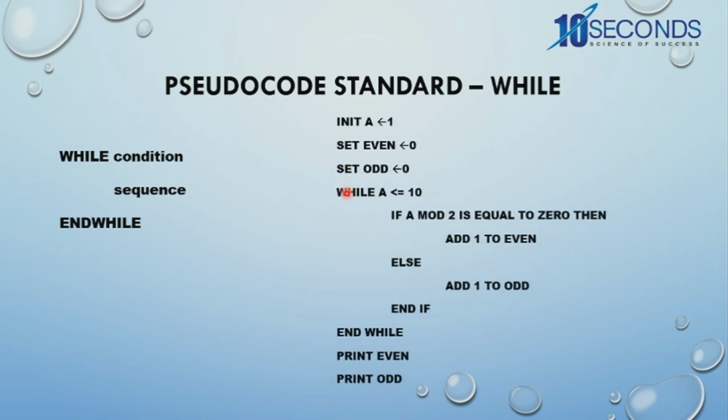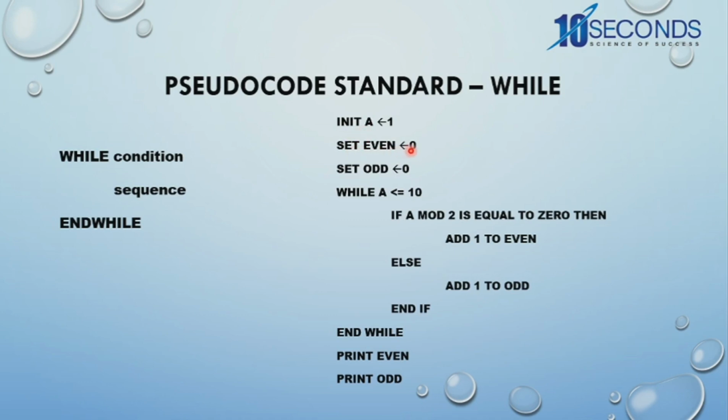Okay, see this program. I am initializing the counter, so init a equal to 1. Normally we go for the counter i, but i looks almost like 1, so you should not be in confusion. That's why I have taken the counter a.